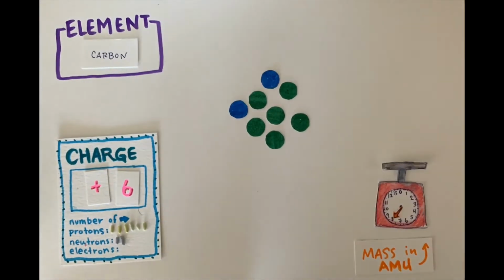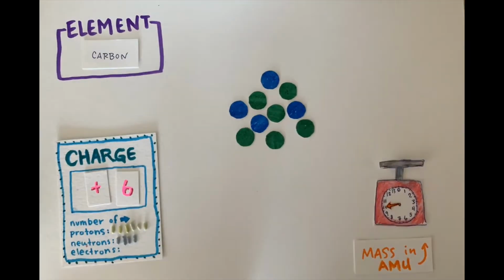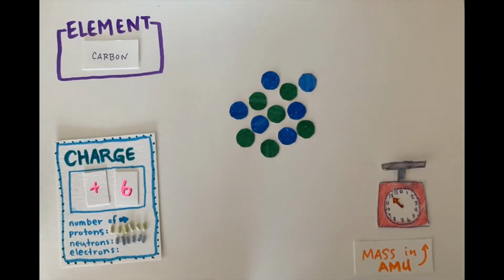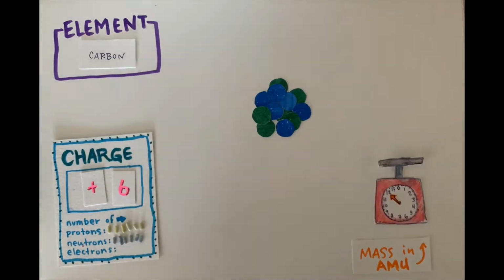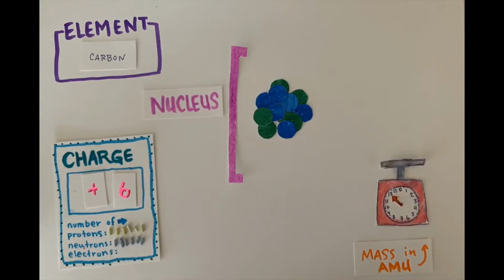Now we're going to start adding some neutrons to our nucleus. One at a time, we add the neutrons, and we see that while the mass of the atom increases, the charge of it stays the same, as does the element identity. Protons and neutrons are crammed together in what we call the nucleus. This is the dense, tiny center of the atom where all of the mass is held.